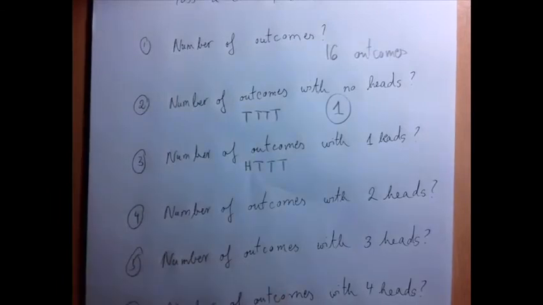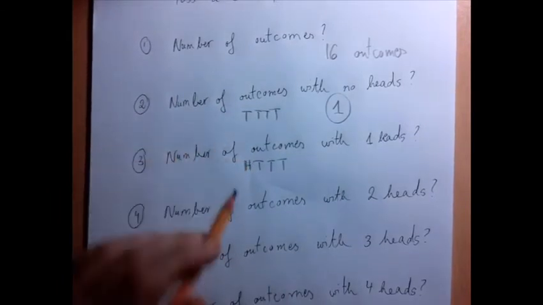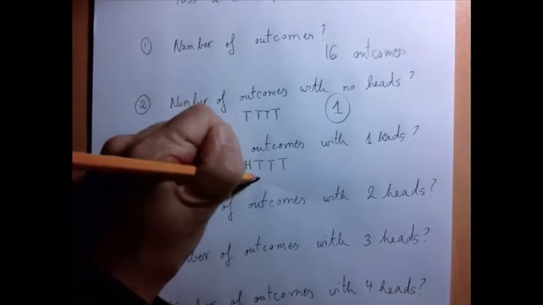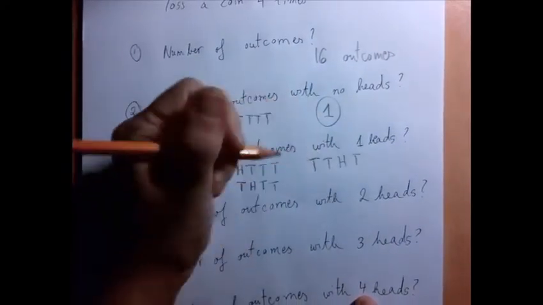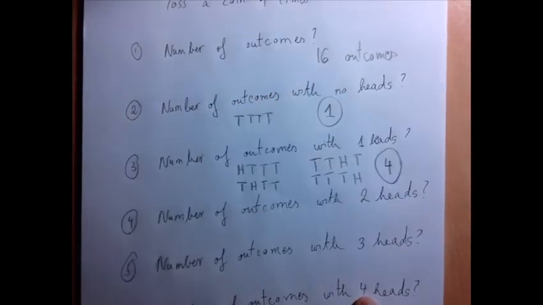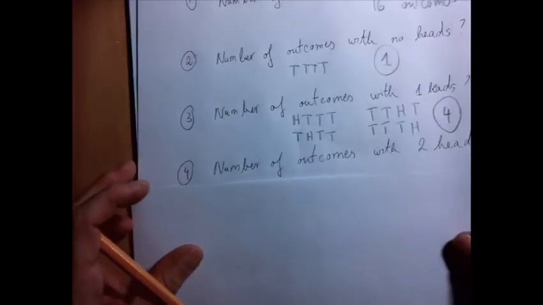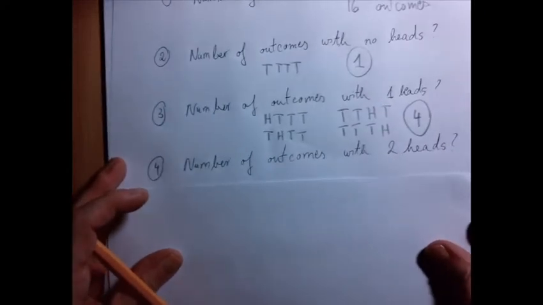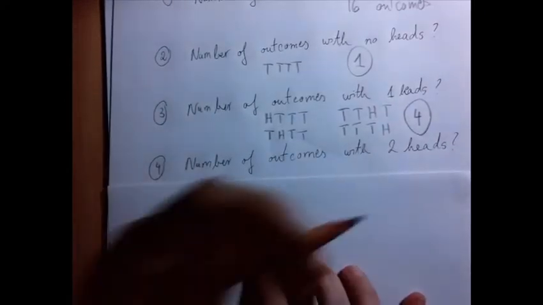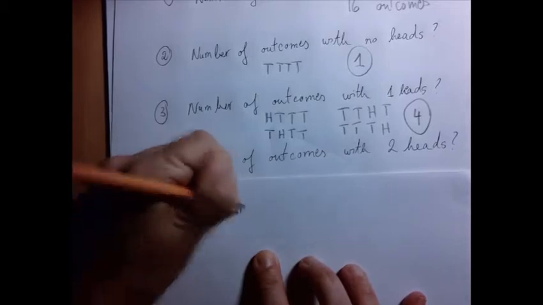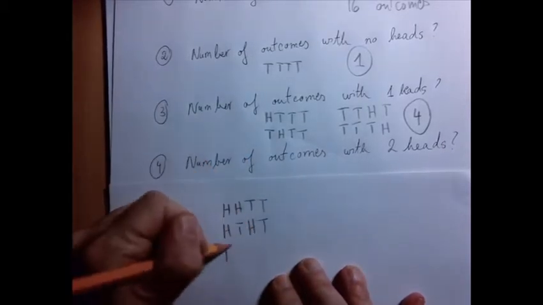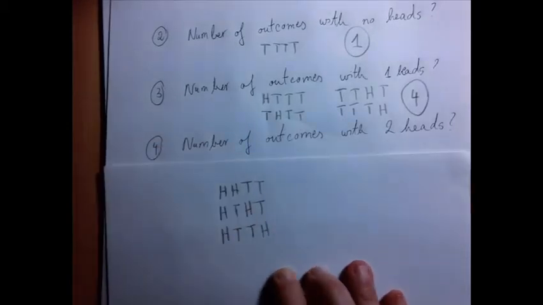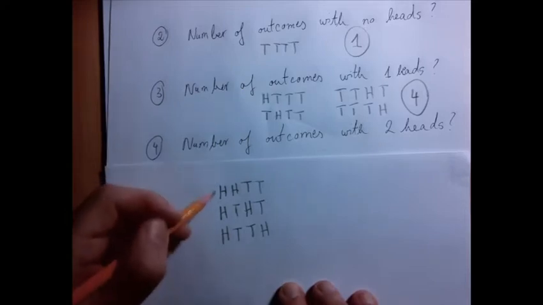But that's not the only way it's possible, right? It could be that it's not the first, but the second toss. That's the heads. Should have left more space. Or the third one, or the fourth one. So we have 4 such cases. Well, everything is listable when we have such small cases. So if we have 2 heads, it could be the first and the second, or the first and the third, or the first and the fourth. And that takes care of all the outcomes with 2 heads where the first one is a head.